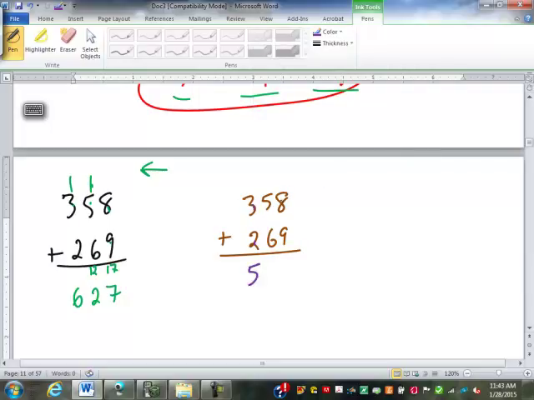3 plus 2 is 5. 5 plus 6 is 11, so 1 carry the 1. 8 plus 9 is 17, so 7 carry the 1. 627. So you get the same answer, just a little bit more room.